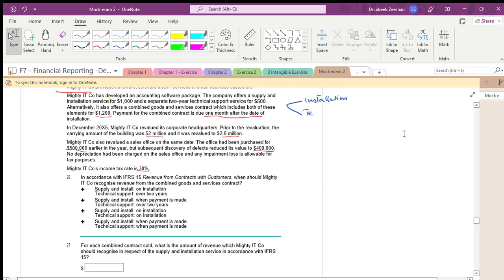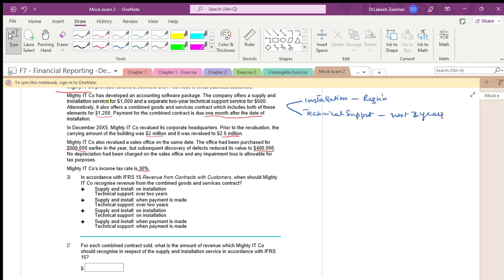What technical support? Technical support is not right now. Technical support is for the next 2 years. And installation is right now. Yeah, it's a matching concept. Matching your revenue with your expenses. Matching performance. If it is performed, take it. If it is not, there is no performance, there is no take it. They have to recognize the revenue.